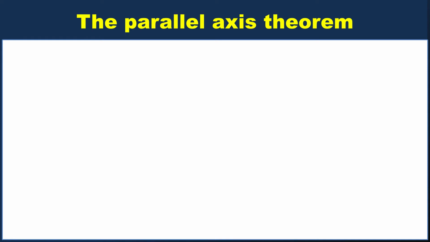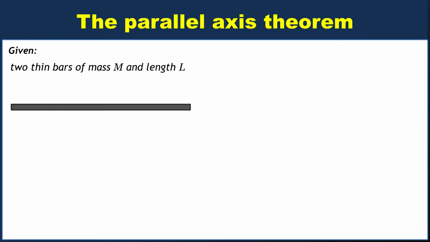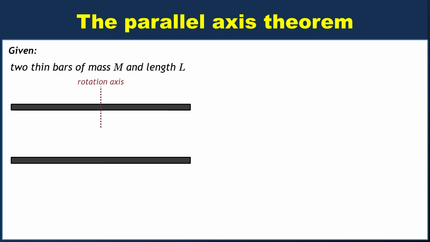I'm going to walk through an illustration of using the parallel axis theorem. So imagine that we're given two thin bars of mass m and length L, like so. In the top case, the rotation axis is right through the center of mass, which, for a uniform density bar, will be right through the middle of the bar. In the lower case, let's say that the rotation axis is located 1/4 of the way down the bar, like so.